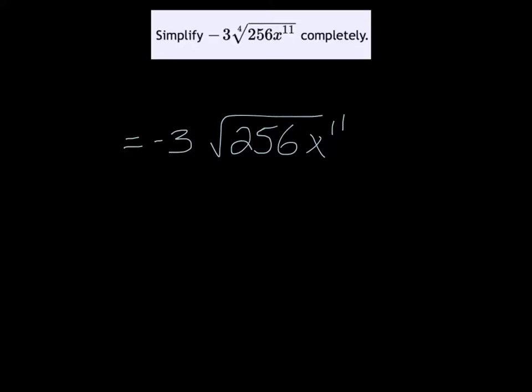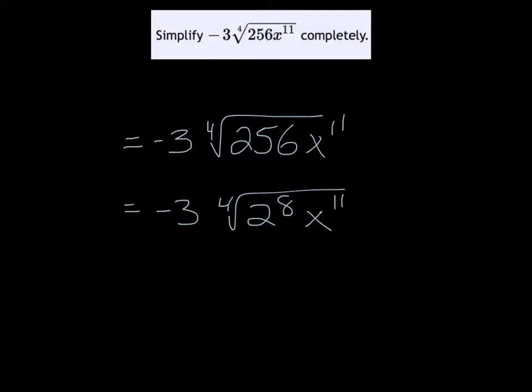Alright, in order to simplify this expression, the first thing I'm going to do is to prime factor this number inside the fourth root here. Actually, we need a little fourth root symbol. The prime factorization of 256 is 2 to the 8th. So rewrite this as 4, and then 2 to the 8th, and then x to the 11th.